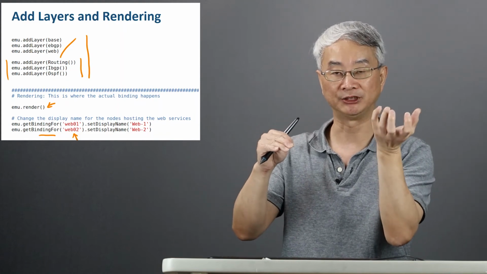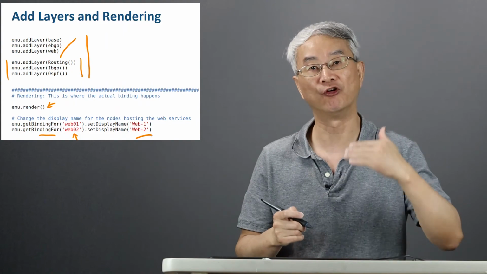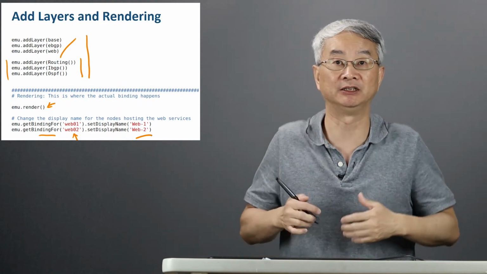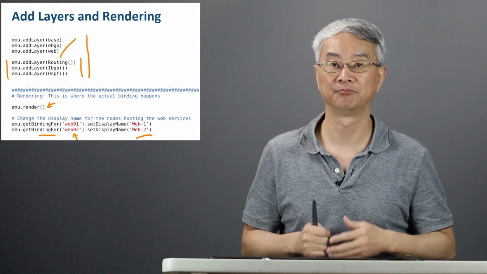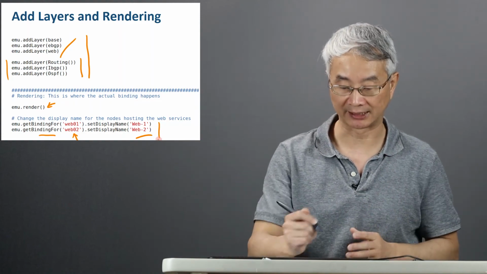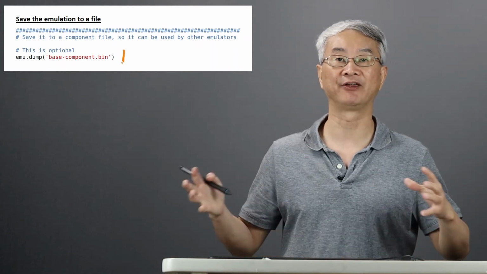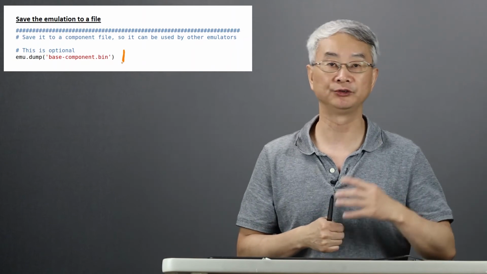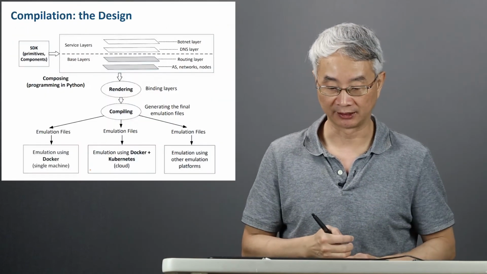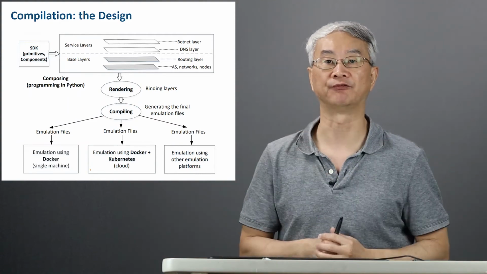Okay. Now, once you do that, you can say, I'm going to change its name to this for visualization purpose. And you can even install other additional software if you want, but that's another thing you can do. After that, you can save everything into a file, you can dump everything into a file, or you can actually eventually compile that into your final emulation file.